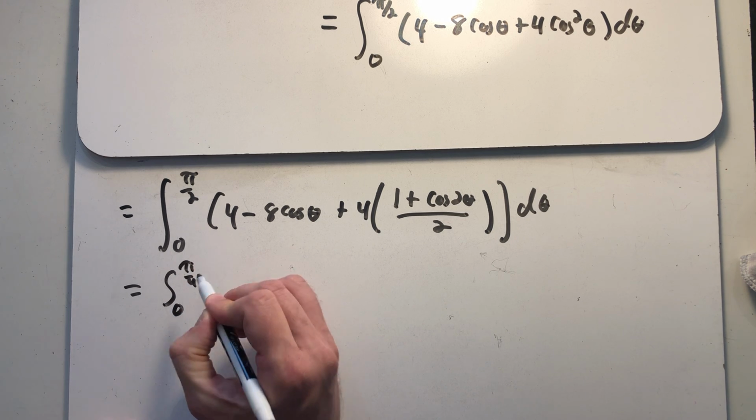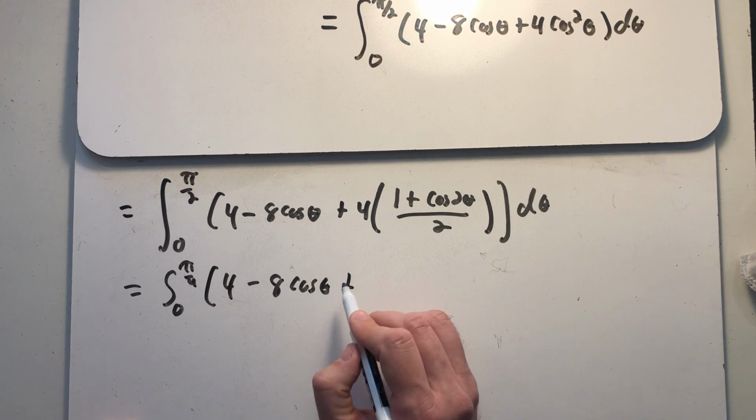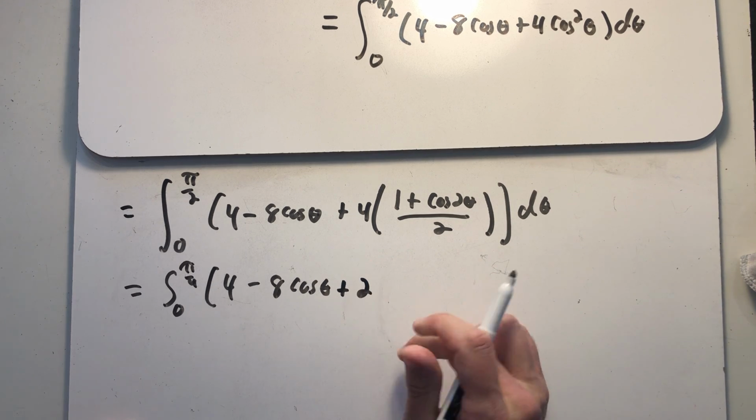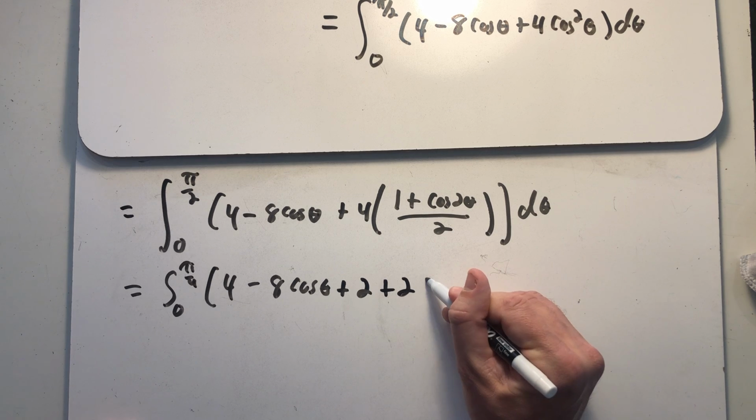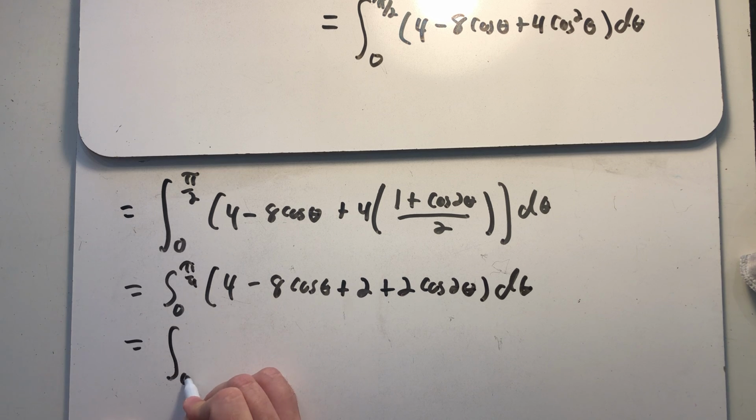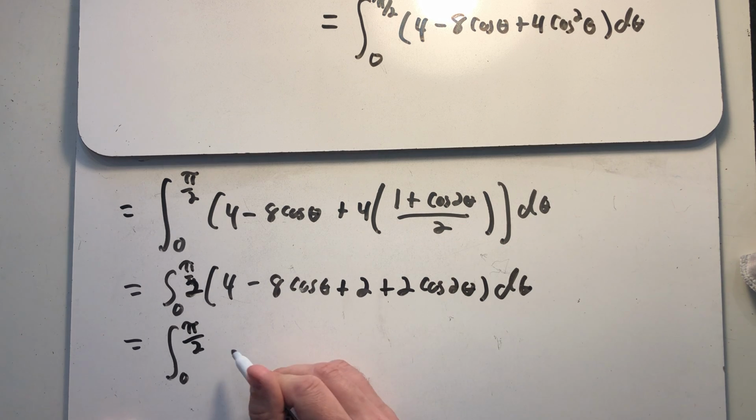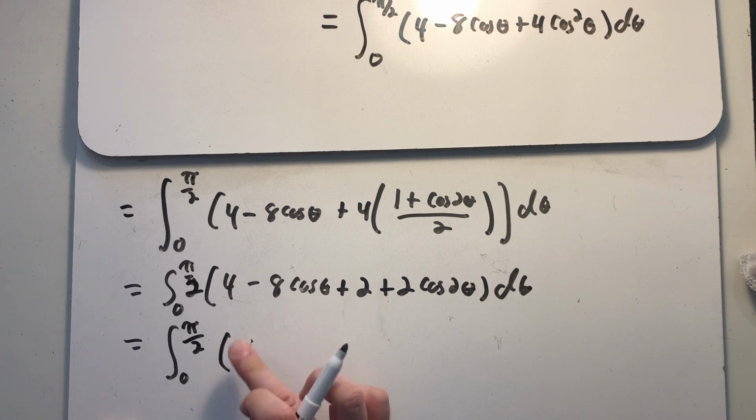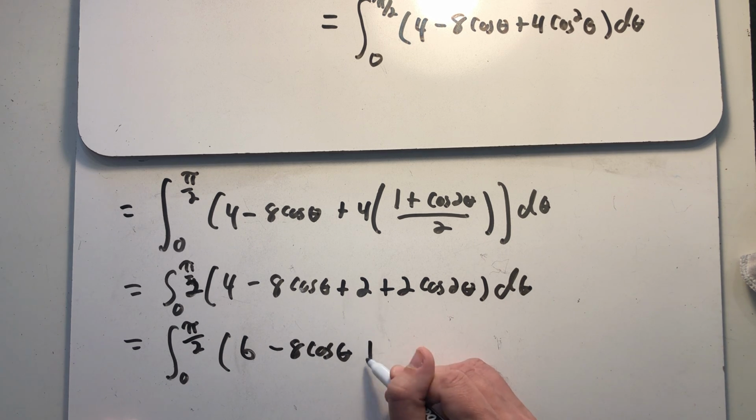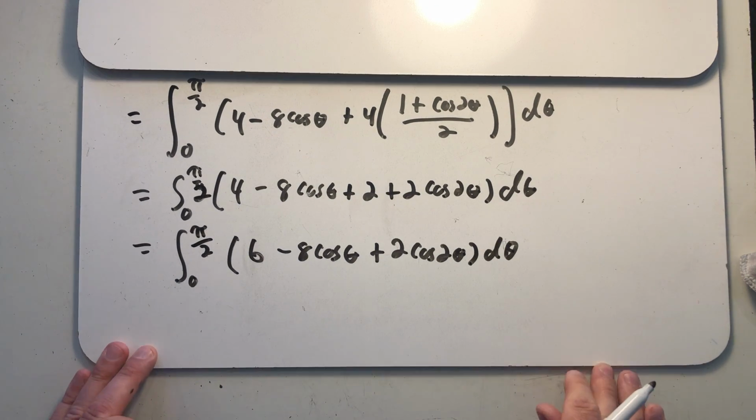The integral from 0 to pi halves, still have my 4, my 8 cosine theta. 4 divided by 2 there is going to give me a 2. And let's just go on and distribute that 2 plus 2 cosine of 2 theta. All right, combine my like terms and we'll finally be ready to find an antiderivative. Pi over 2. Now let's see, 4 and 2 makes 6. All right, I think we're ready to find an antiderivative.